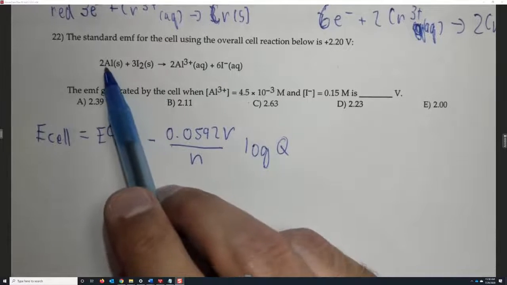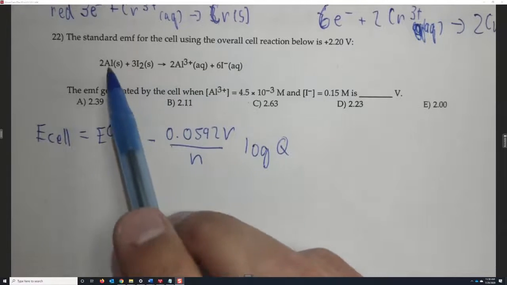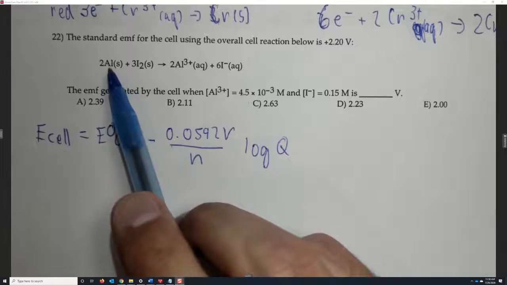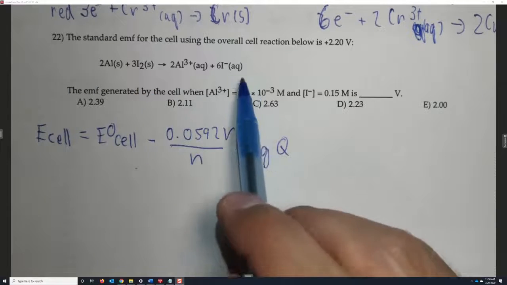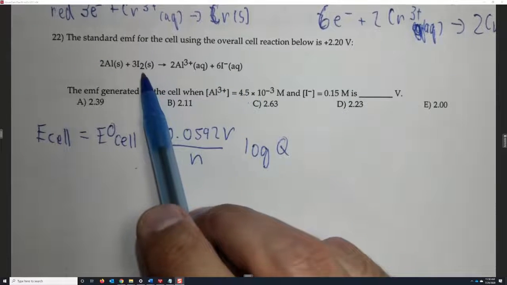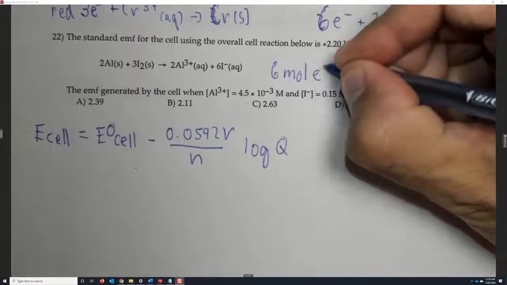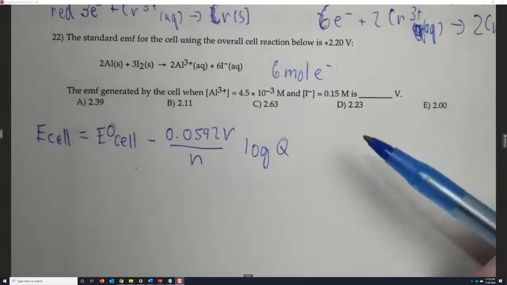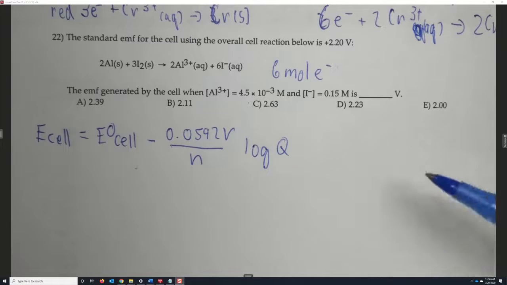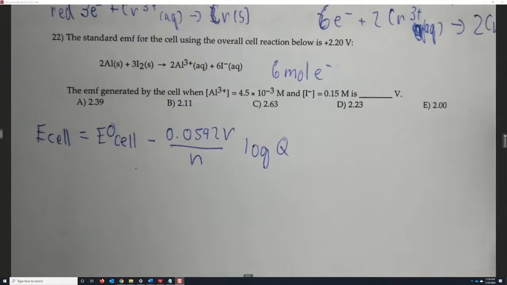If we look here, 2 aluminums forms 2 Al3+. This is 6 moles of electrons because each aluminum loses 3 moles of electrons and 2 of them lose 6. If we look at the 3 iodines, forms 6 I minus. Each of these 6 I's gains 1 electron. So the total is 6 moles of electrons transferred. You could also do the same thing I did in question 21, and in this case it's equally as straightforward as that example, but you can also just look at it because we have the stoichiometric coefficients and it's already balanced. That makes life a little bit easier.